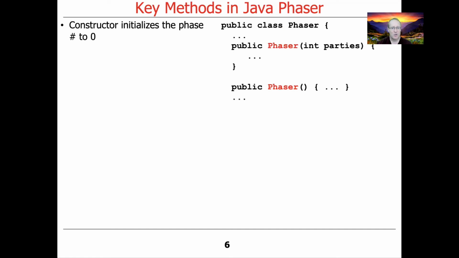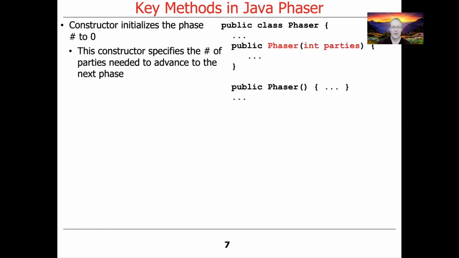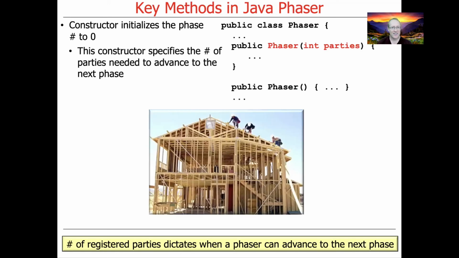So there's a couple of constructors as usual, and they can be used to initialize the phase number to 0 to start with. One of the constructors will specify the number of parties needed to advance to the next phase. And this number of parties dictates when the phaser can advance to the next phase. So much like the cyclic barrier, you start out with a party count if you choose, and that will be used to dictate that when you've reached that count, you can go to the next phase. Although, as we'll see, the party count is a dynamic property.